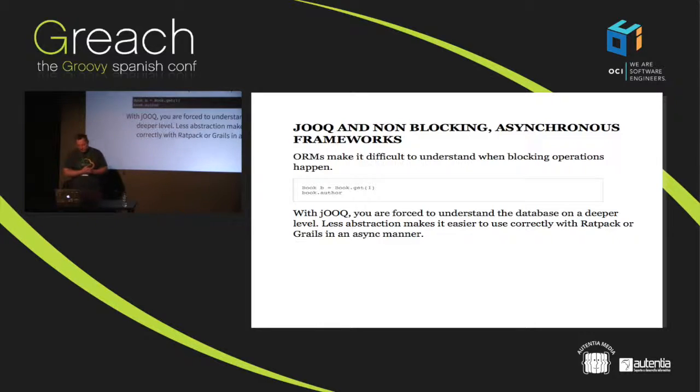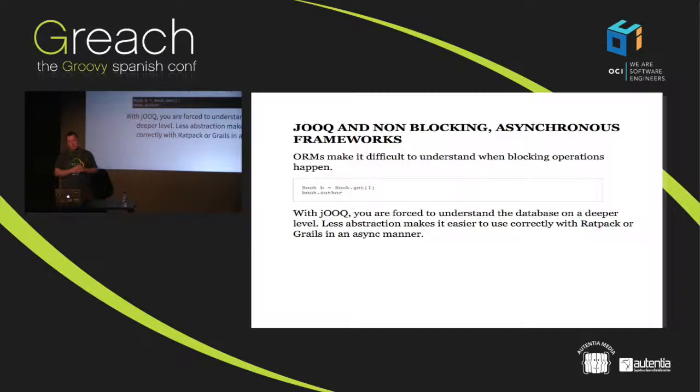So we're actually getting close to the end. This is one of the things that was the biggest reason why we picked jOOQ over Hibernate, right? Because Hibernate, ORM is super easy, it does a lot of great stuff for you. But when you're using something like Ratpack and you're in an asynchronous model, right? And you need to know every time that you're going to be blocking for I/O or for any other reason, right?